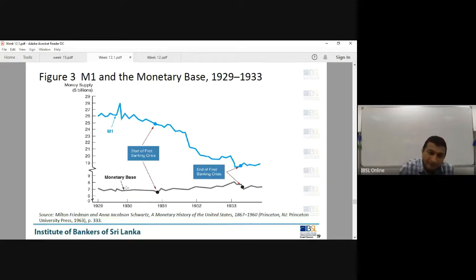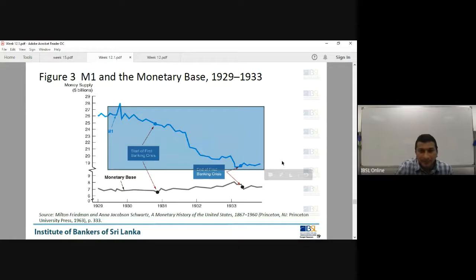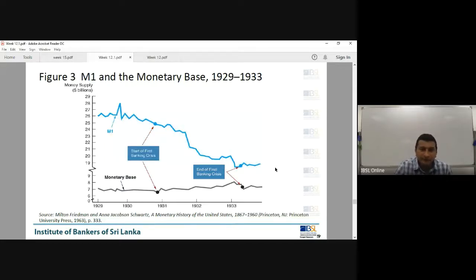But you are seeing here, as the crisis worsens, banking crises become quite common, you see the money supply is reducing. Money supply is heading south. And from high 20s, it has come to high 19s. I mean, it's 19 billion. So the base has not changed.